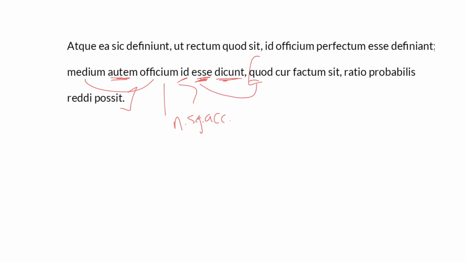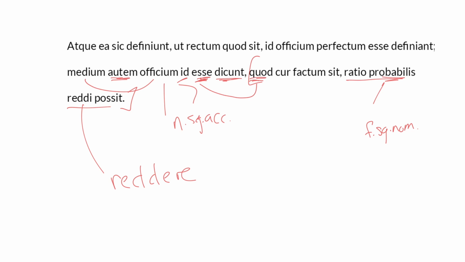So they define it as that thing which, or for which, we might say to make better English, a ratio probabilis, this is feminine, singular, and nominative, a reasonable or probable explanation, redi possit, can be given, can be returned. So redi is a present infinitive passive from the third conjugation verb redo, redere, like that.